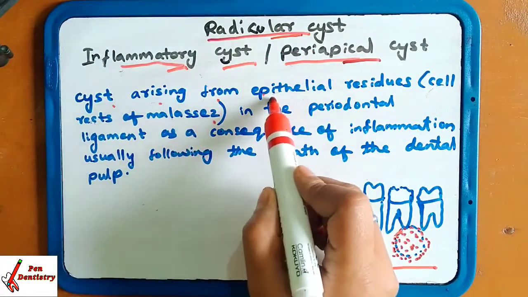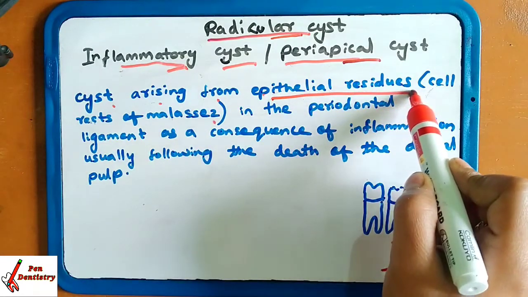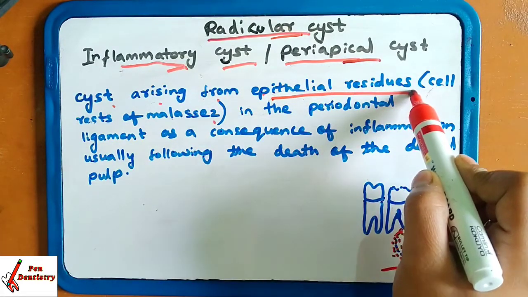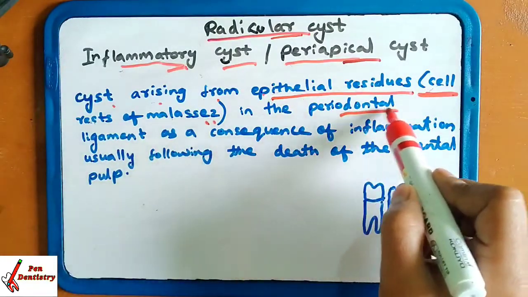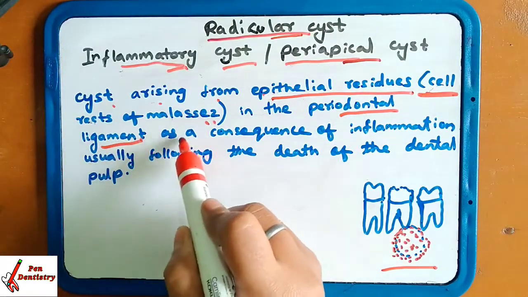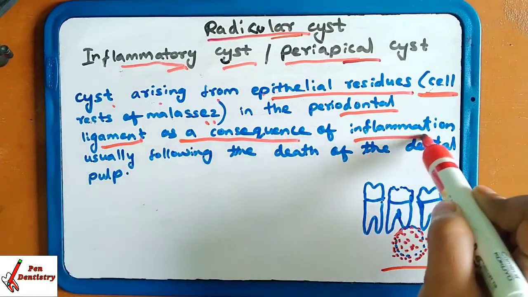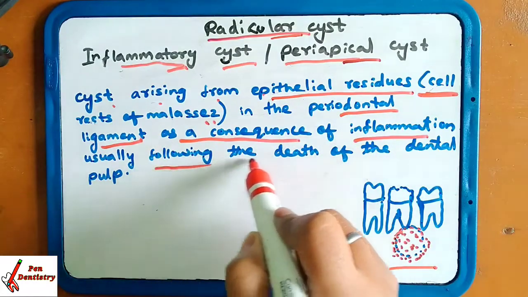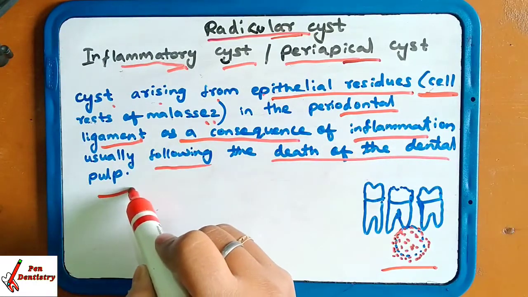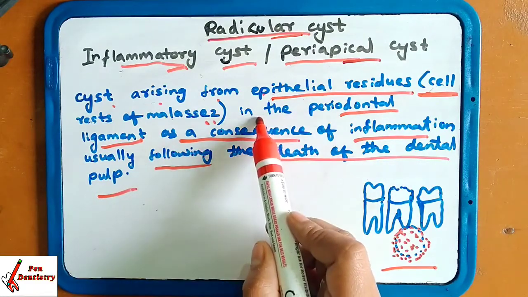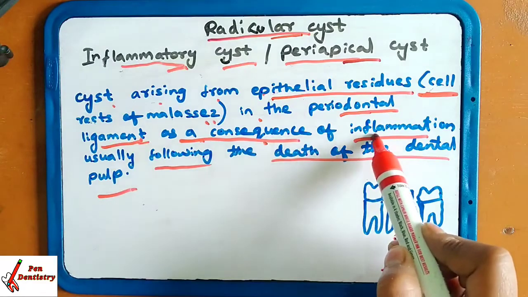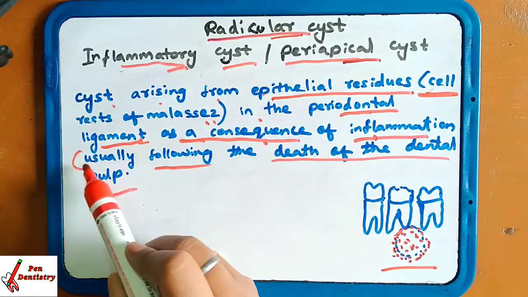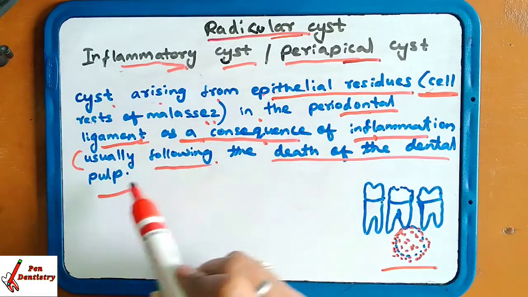Cyst arising from the epithelial residue. The cyst which is arising from the epithelial residues, that is the cell rests of Malassez in the periodontal ligament, as a consequence of inflammation, usually following the death of the dental pulp.